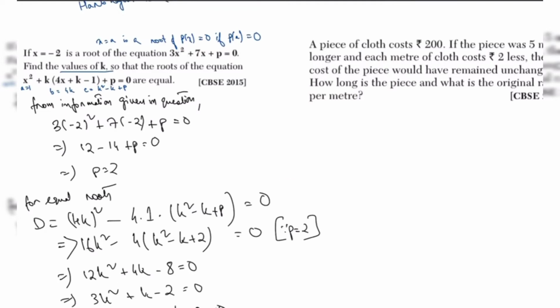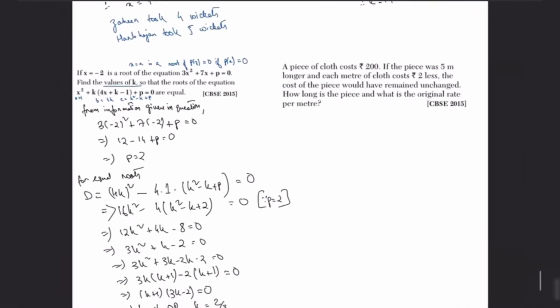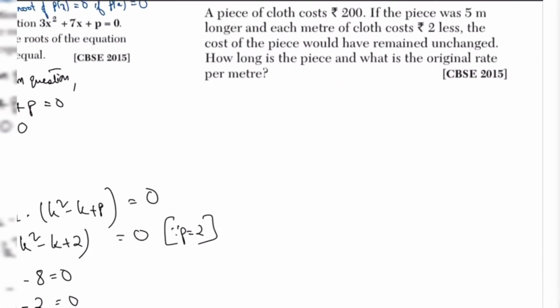So let's get rid of some clutter because we're going to need it for this problem. Okay. Piece of cloth costs 200 meter. Okay. And piece was 5 meters longer and each meter. Okay. So let us do this.